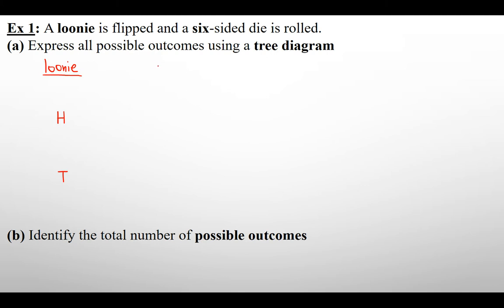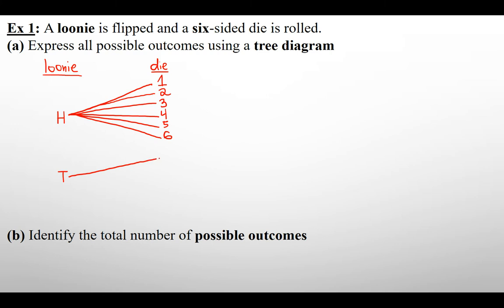Then we're going to write down a heading for the second object, which is the die. And then we're going to branch these trunks, the heads and the tails, into different possible outcomes for the die. So one branch would be heads goes to the number 1, heads goes to the number 2, heads to the number 3, heads to the number 4, heads to the number 5, and then heads to the number 6.